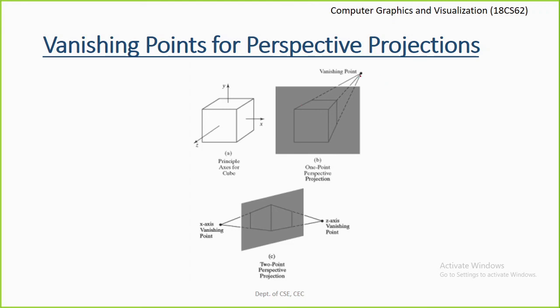This is an example where the vanishing point is placed along the z-axis. It is here where all the projected parallel lines are going to converge. So this is an example for 1 point perspective projection. Similarly, if we have one vanishing point along the x-axis and one vanishing point along the z-axis, this is the view of a cube that we are going to get. This is an example for 2 point perspective projection.